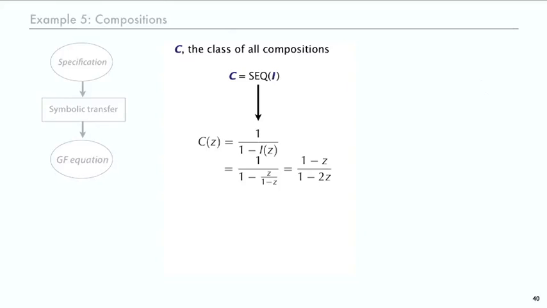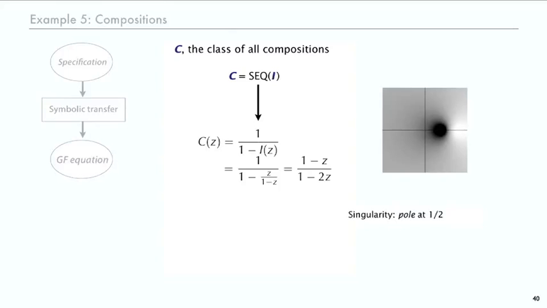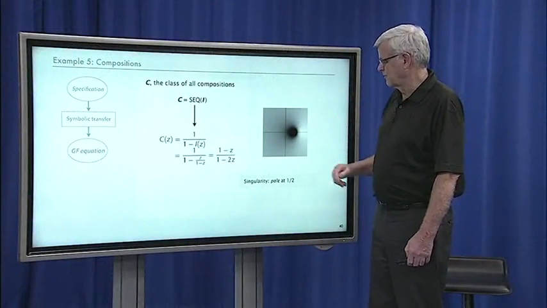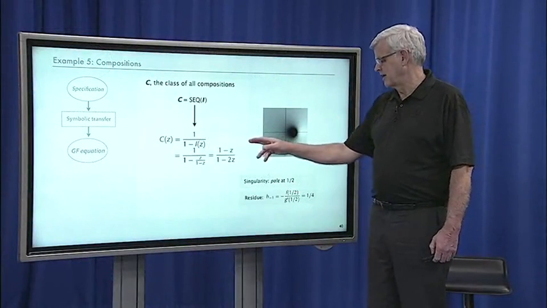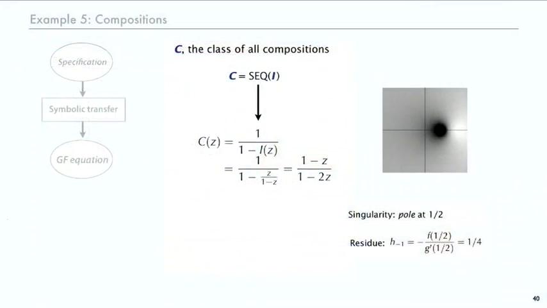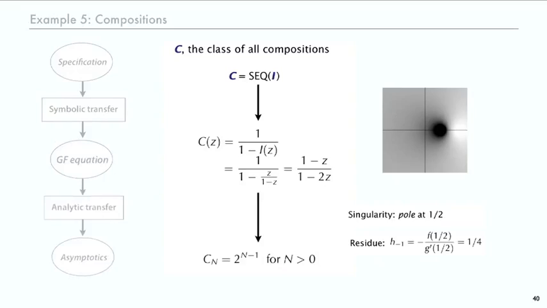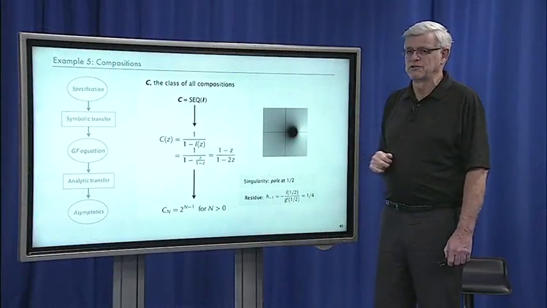Rational, meromorphic, so we're interested in the pole at z equals 1/2 this time, where the denominator goes to 0. That's a single pole on the real line closest to the origin. We evaluate the numerator at 1/2, which is 1/2, differentiate the denominator and evaluate it at 1/2, we get 2, so the residue turns out to be 1/4. And so for the asymptotics, the coefficient is the division of those two, giving 1/2, and the exponential growth is 2 to the n. So the end result is 2 to the n minus 1, as expected for compositions.